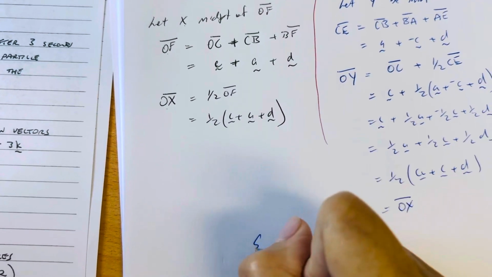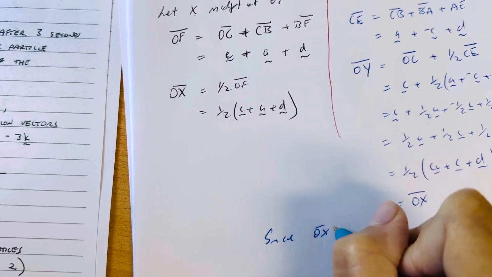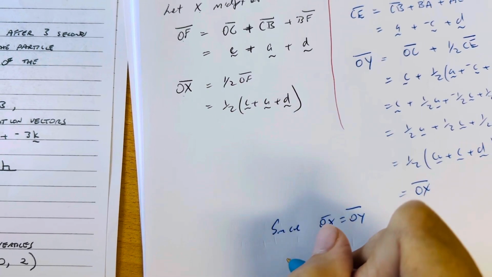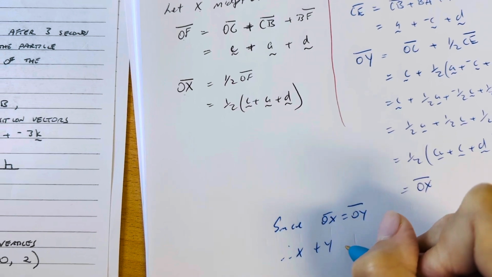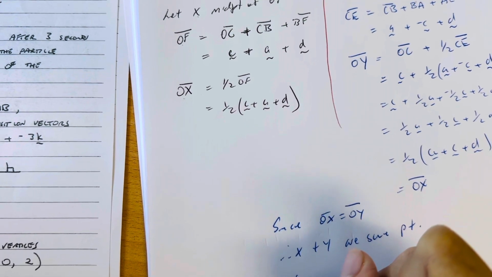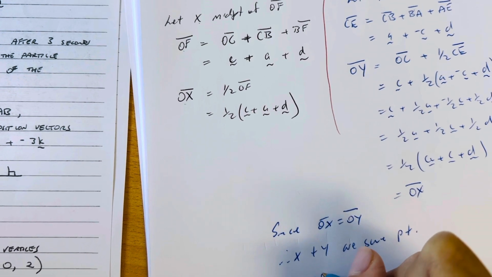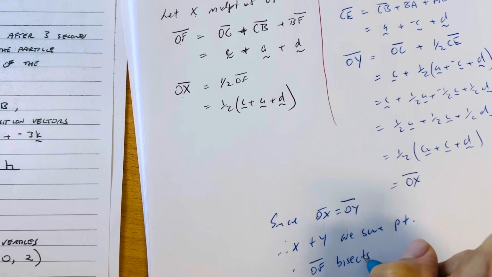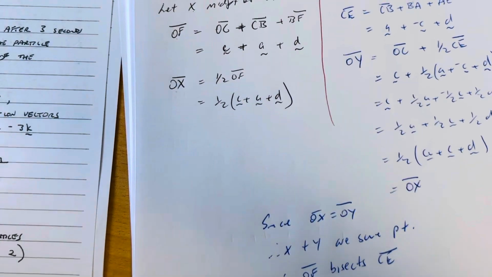Now since OX equals OY, therefore X and Y are the same point. Therefore, OF bisects CE, and we're done.